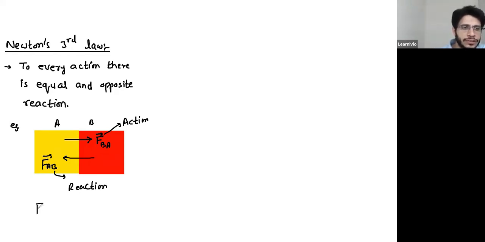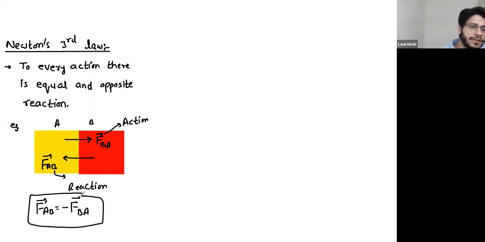Newton's third law says that action and reaction are equal and opposite. Equal and opposite means they have exactly equal magnitudes, but they act in opposite directions. So if action is acting to the right hand side, the reaction will act to the left hand side. Few more examples.